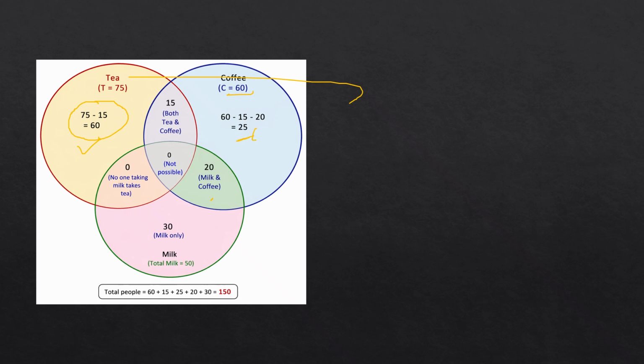So 25 is only the portion of coffee. And in a similar way, I already got it, 30 is only the milk section. So you can revise this type of question, maybe asked in your CSET examination.